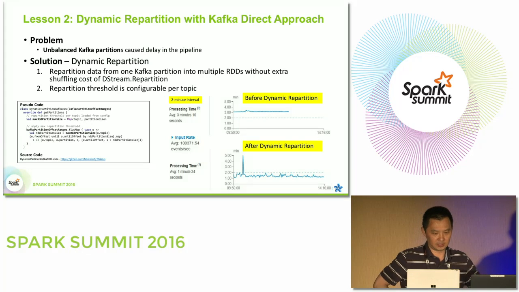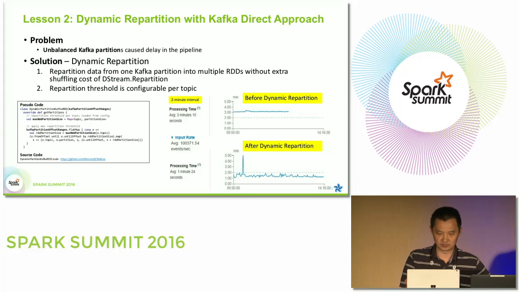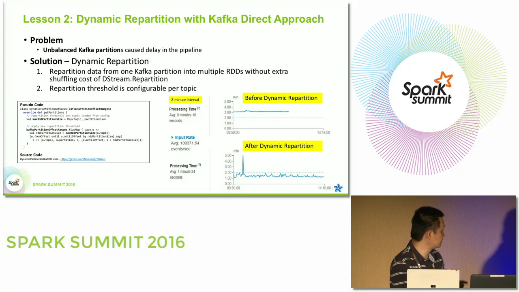So we tried the native repartition API to solve the problem. It helps a little bit. We use the API to redistribute the data evenly across a good number of RDD partitions, hoping to solve the unbalanced problem. It helps, but only to a very limited extent because of the extra shuffling cost it introduces, and it doesn't solve the root cause of the unbalanced partitions. As a result, as the graph shows, it still could not finish the job within the batch interval time.